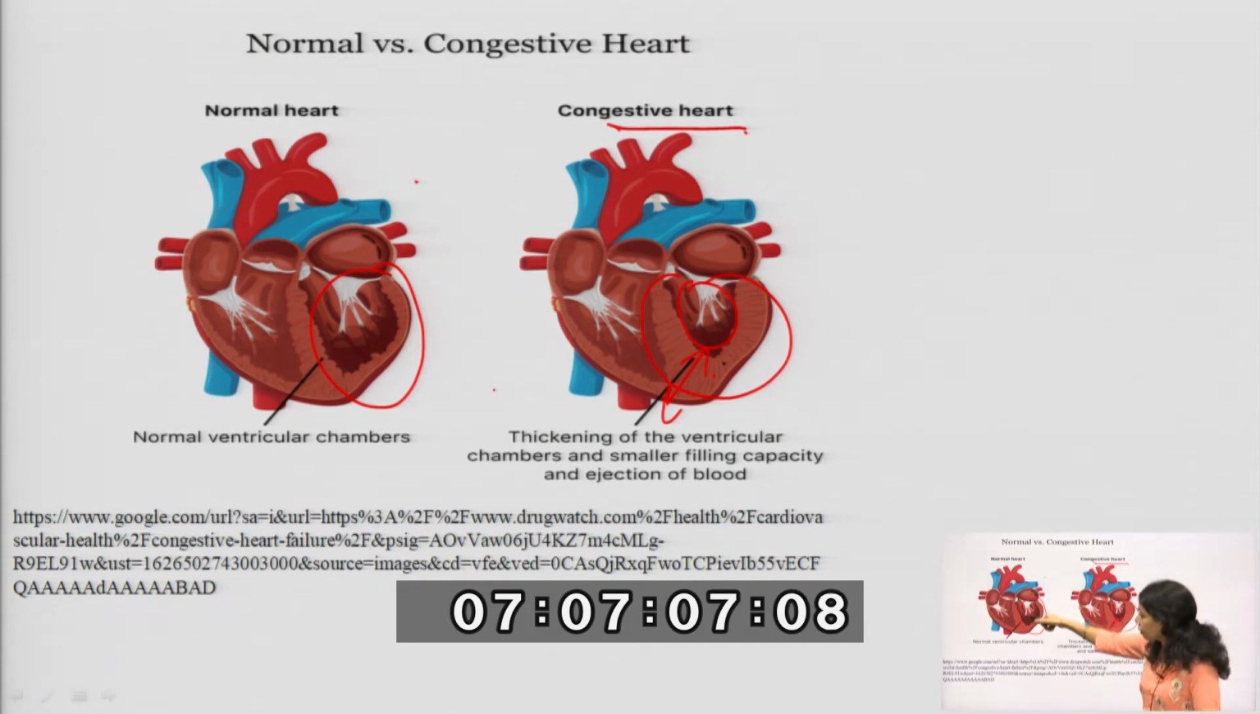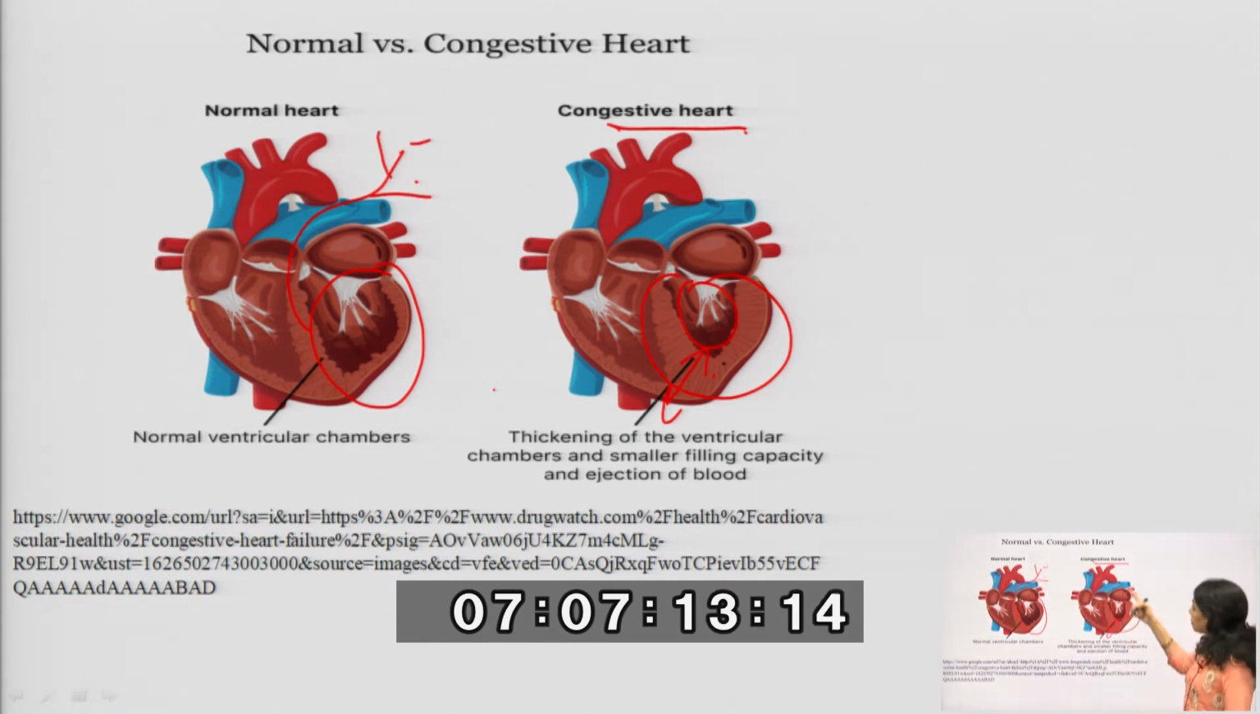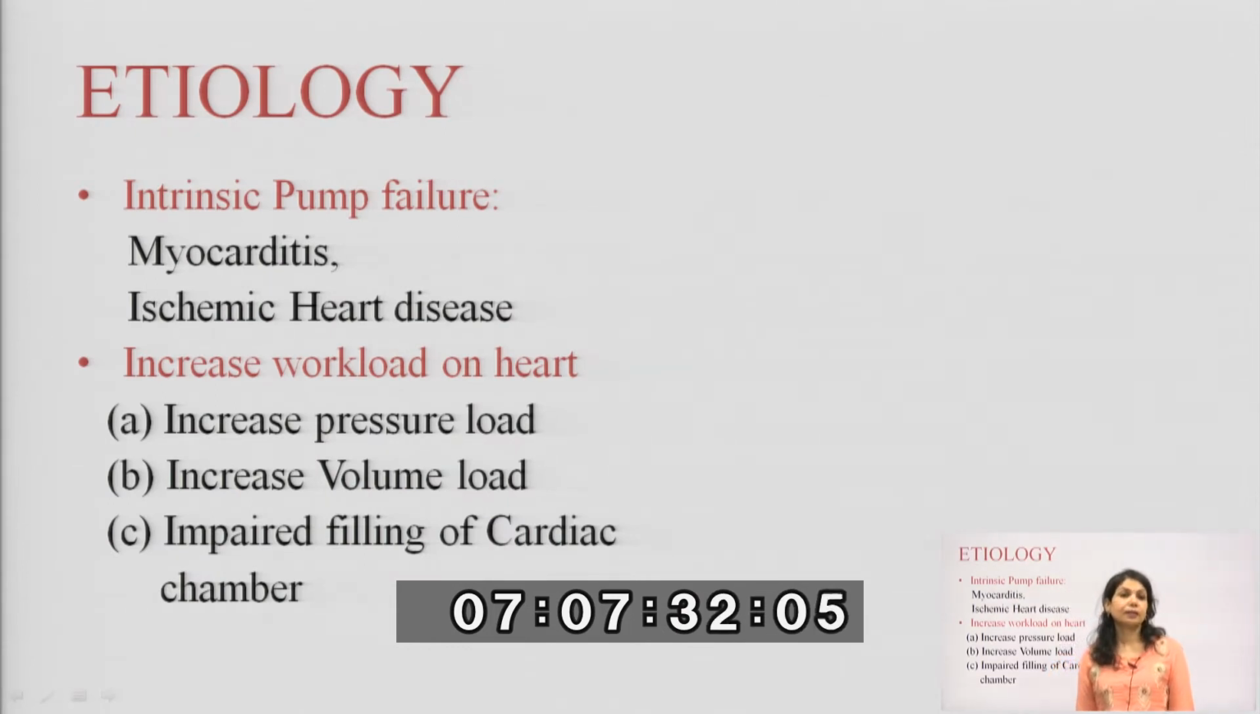You can easily see in this diagram how the normal ventricles function: normal blood filling is there, and the supply goes through the aorta to the whole body. Whereas in congestive heart failure, there is not sufficient filling in the ventricles. So ultimately the supply of blood to the body is less, leading to congestive heart failure.